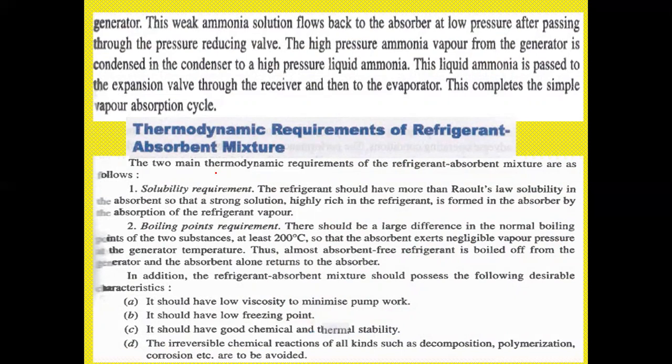The high pressure ammonia vapor from the generator is condensed in the condenser to high pressure liquid ammonia. This liquid ammonia is passed to the expansion valve through the receiver and then to the evaporator. This completes the simple vapor absorption refrigeration system.